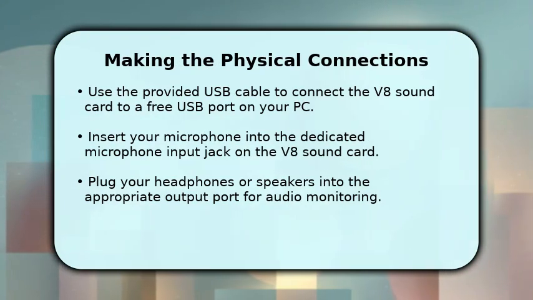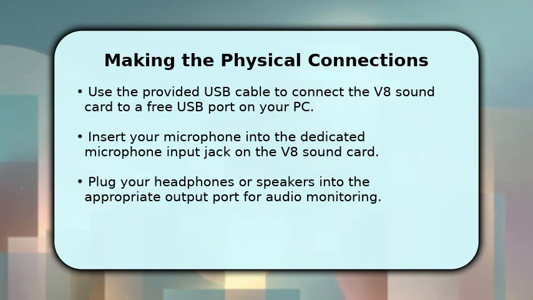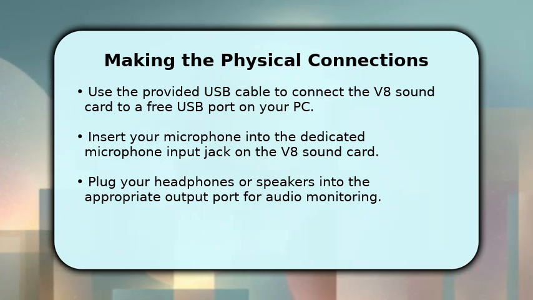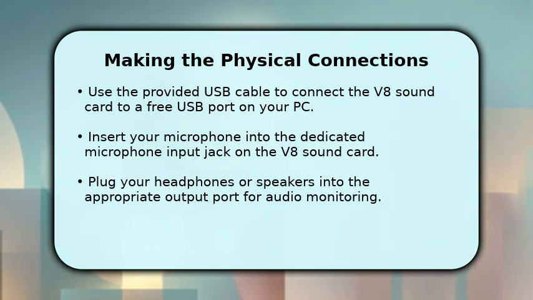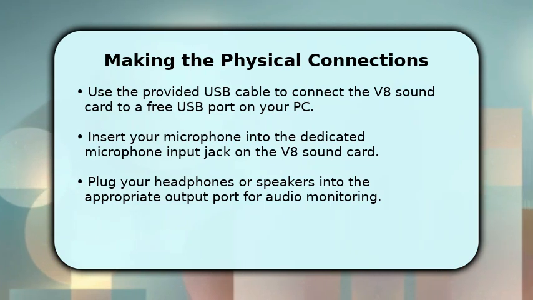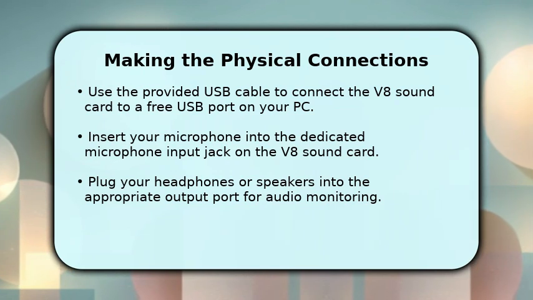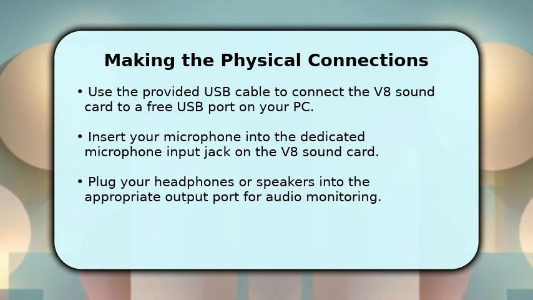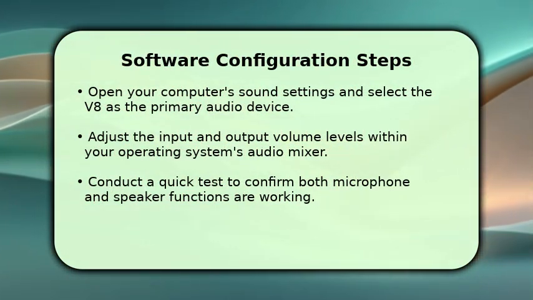Now let's make the physical connections. Take the USB cable and connect one end to the V8 sound card and the other to an available USB port on your personal computer. Next, plug your microphone into the designated microphone input on the sound card. This is typically a 3.5mm jack. Finally, connect your headphones or speakers to the appropriate output port, usually marked with a headphone icon, to hear your audio.